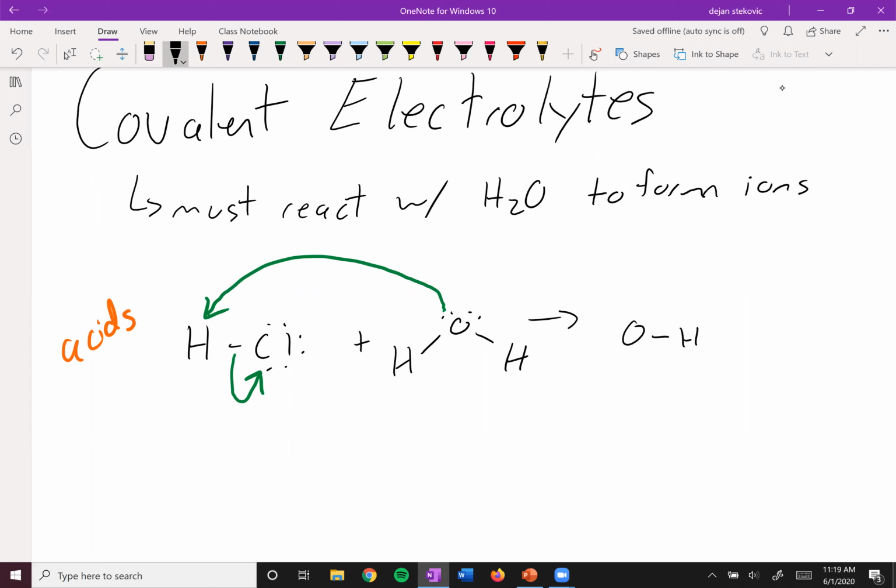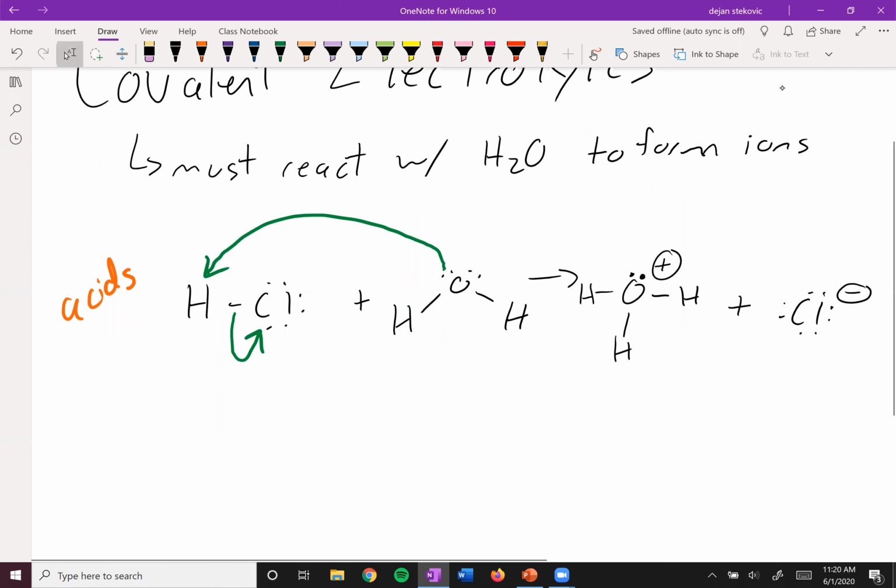And so what will form is now we have water with 3 bonds and only 1 lone pair. Think about the formal charge there. If you think about it correctly, this will be positively charged. And then we have this chlorine, which just gained an extra lone pair. So it has 8 valence electrons. And so its formal charge will be negative. So you can see how an acid is reacting with water to form ions.